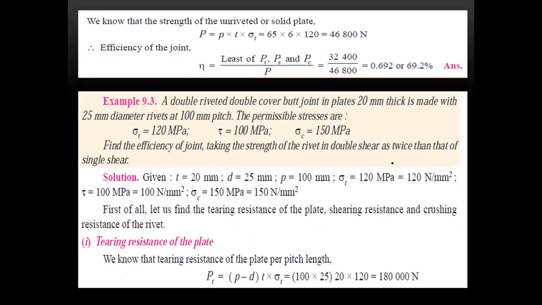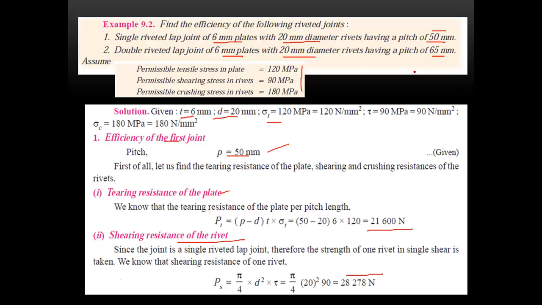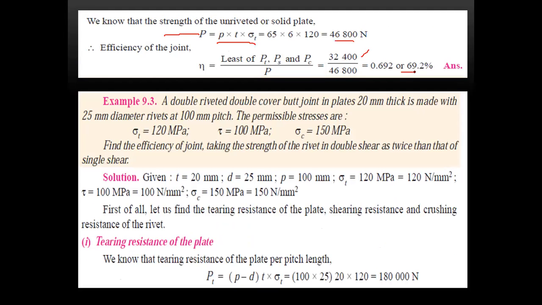Now calculate simply the efficiency. 32,400. For the ultimate unriveted solid plate, P is equal to p into t into sigma t, and when we calculate it we are getting 46,800. Therefore, the least of PT, PS, PC, 32,400, divided by 46,800, that is 69.92%. So like this, we have to get the efficiency for this joint.